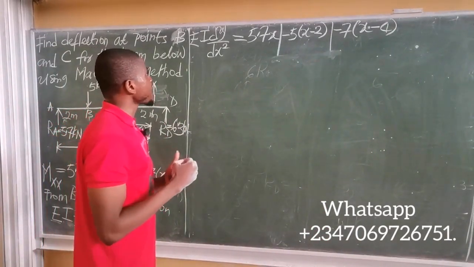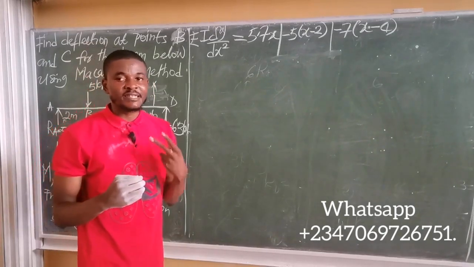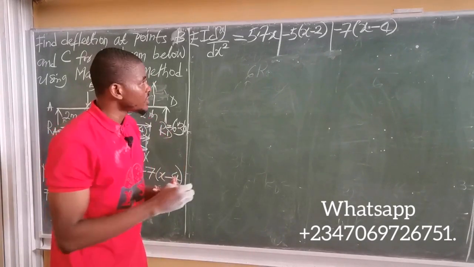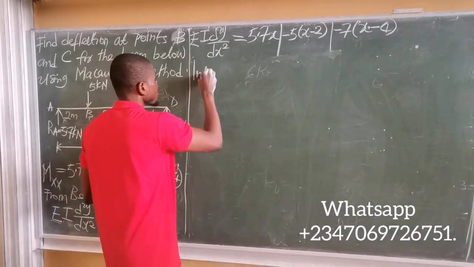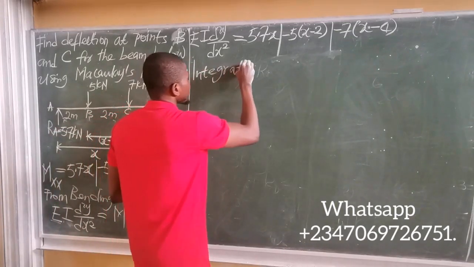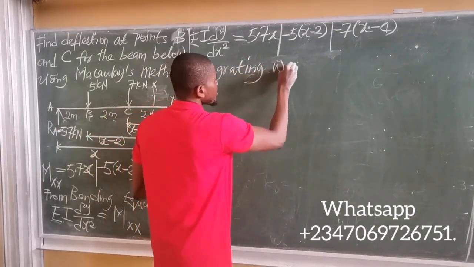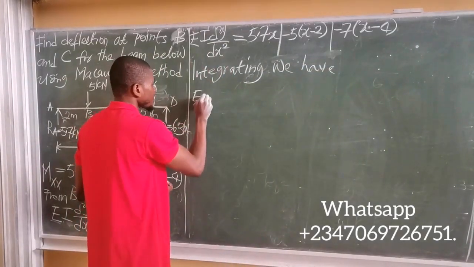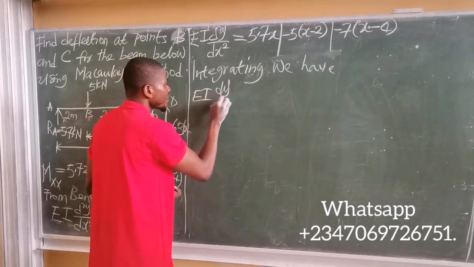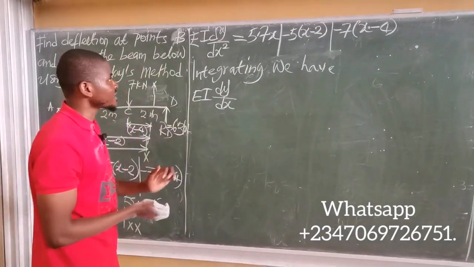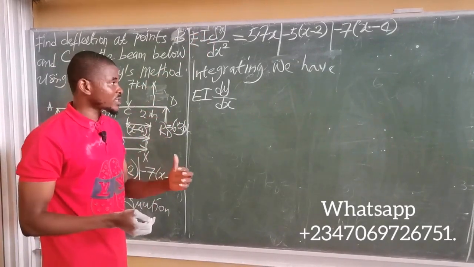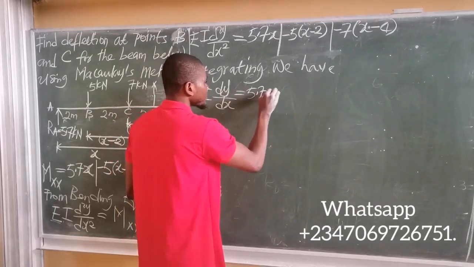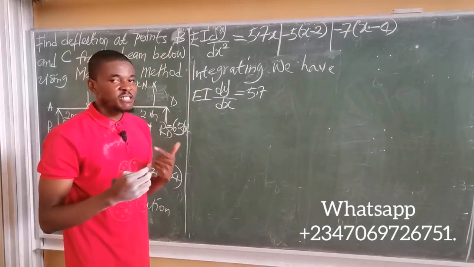Okay, now to obtain the slope equation, I told you slope simply means dy/dx. So to obtain the slope equation, we simply what? Integrate. So integrating, we have, okay, that will simply give us EI dy over dx. So I've integrated d squared y over dx squared; it will now transpose to dy over dx. And this is now equal to, I have 5.7. Now remember, I'm integrating with respect to x.